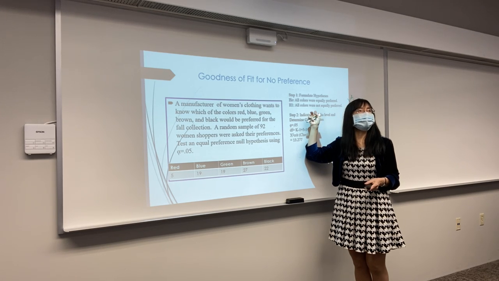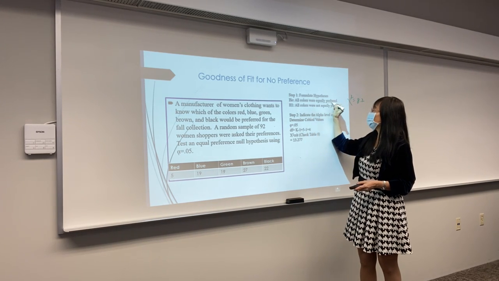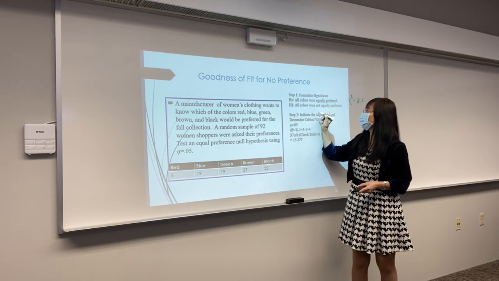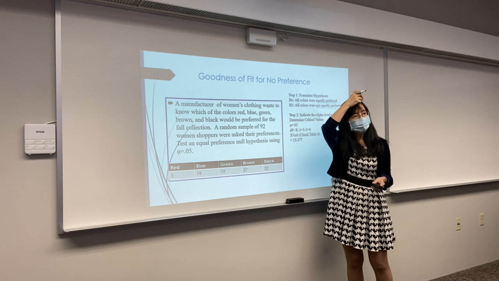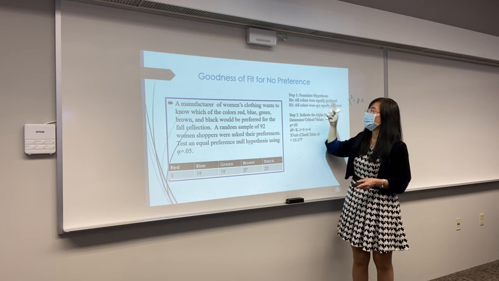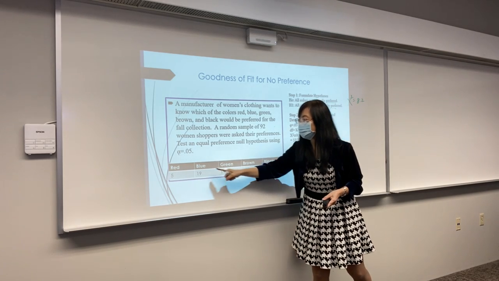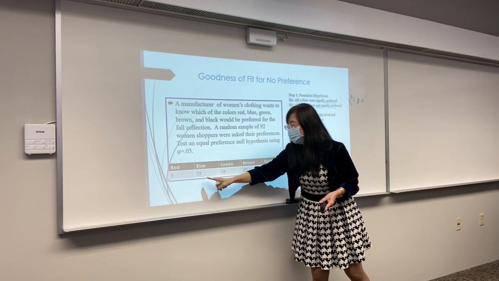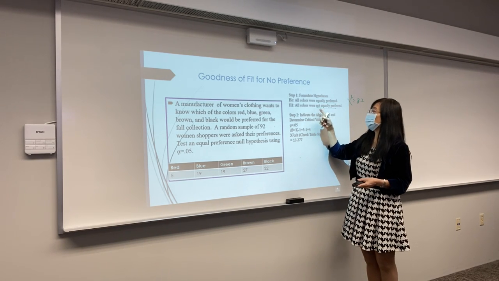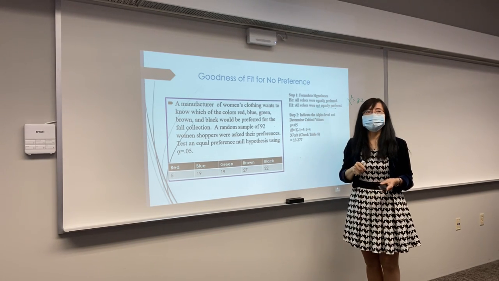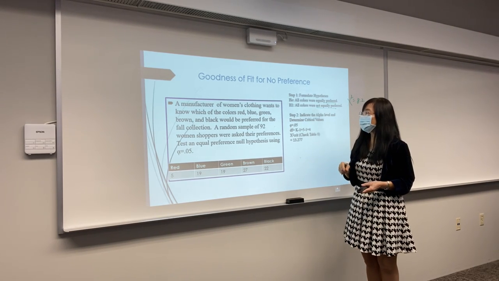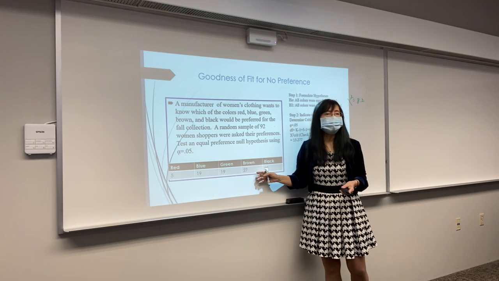So that's how we do hypothesis, with a little bit different language. Here we say equal, and here we say not equal. I assume all colors will be equal, meaning that even when I see these numbers, I say they are equally preferred. But my research hypothesis is that they are not equally preferred. So what is the degree of freedom?